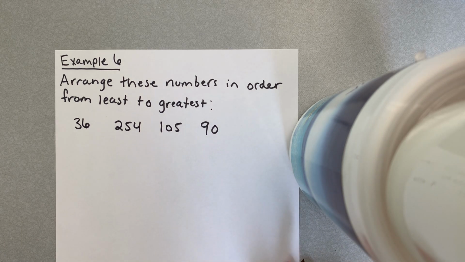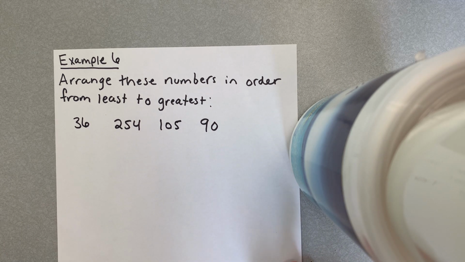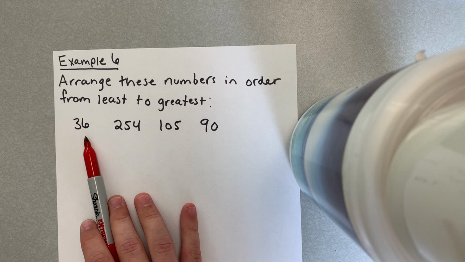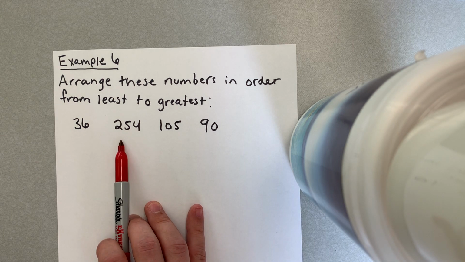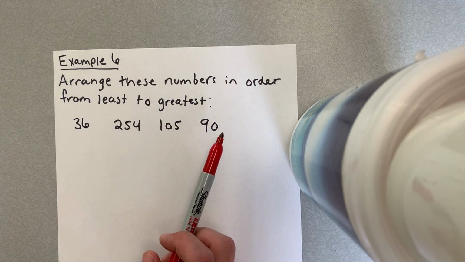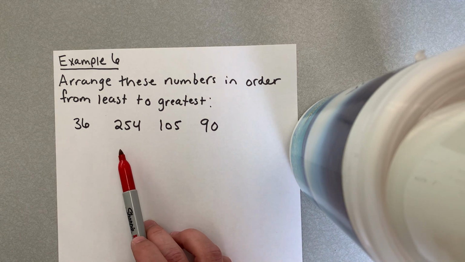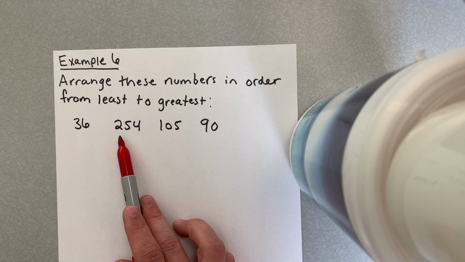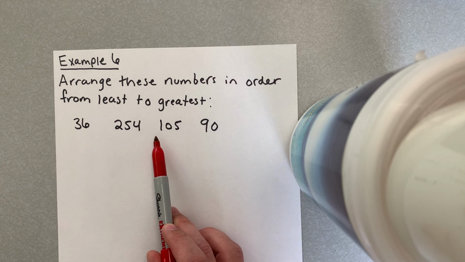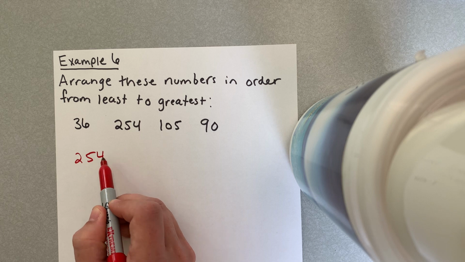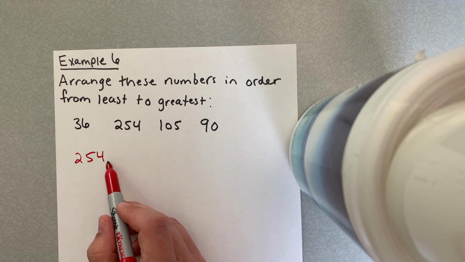It says arrange these numbers in order from least to greatest. So the number that's the smallest to the number that's the biggest. So least to greatest. So I'm looking at my numbers. So I have 36, 254, 105, and 90. Well, I'm looking at first my hundreds, and I have a 2 in the hundreds column here and a 1 in the hundreds column here. So right away I know that 254 is the biggest.